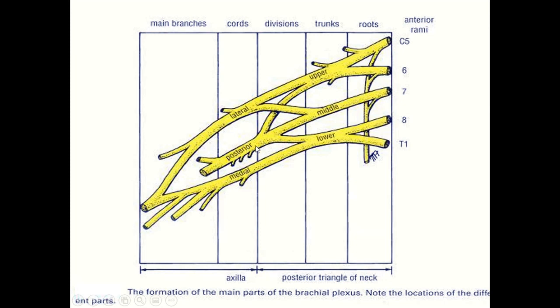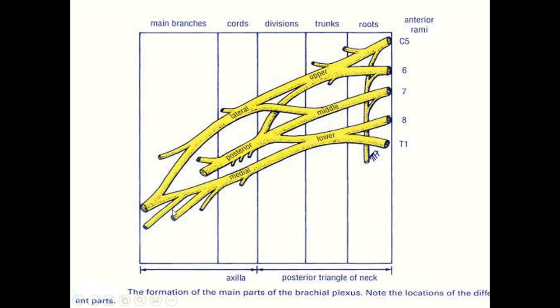So the posterior cord is formed by all the posterior divisions. Lateral cord, you have to remember, anterior divisions of the upper and middle trunks. Medial cord, anterior division of the lower trunk. Now you can appreciate the root value of the cords. For example, the lateral cord root value will be C5, C6 and C7. Medial cord root value will be C8 and T1. Posterior cord's root value will be from C5 to T1. So these are the cord stages.